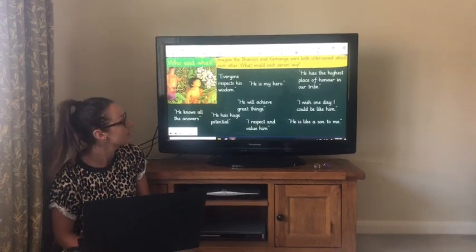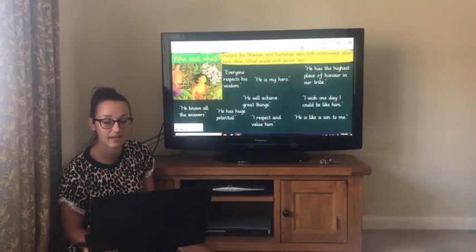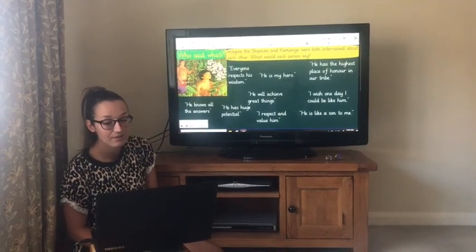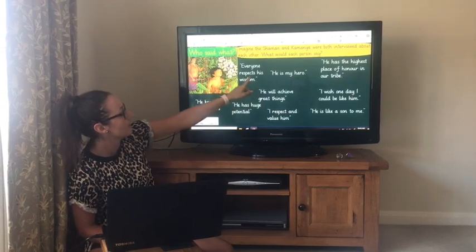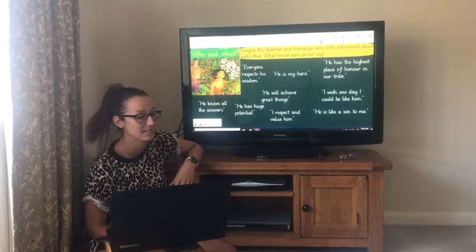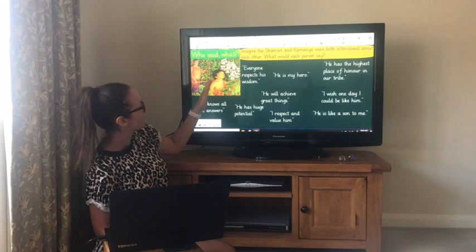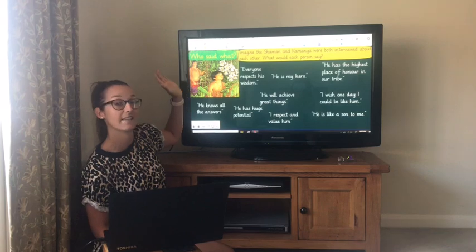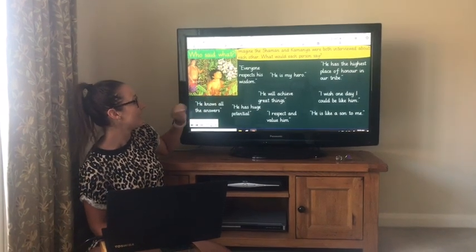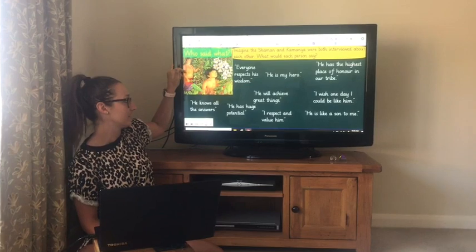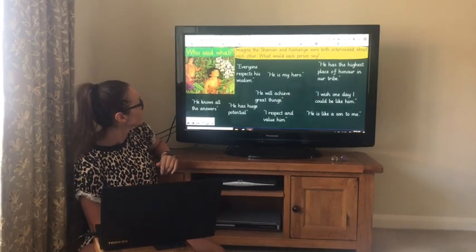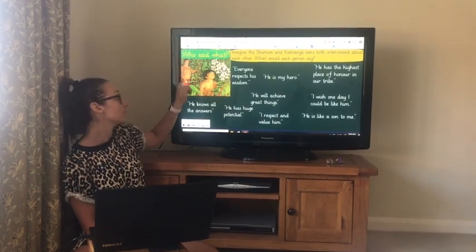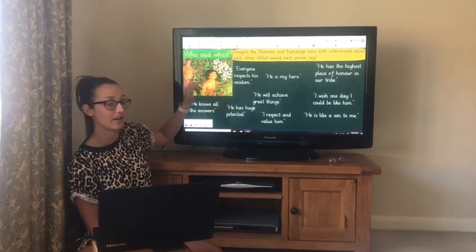Okay, so what we've got here is a couple of sentences and words that have been used as if they were both interviewing each other. So what you need to have a think about is what would each person say. So I've got a comment, everybody respects his wisdom. Do I think that Kamanya is saying that about Natala, or Natala is saying that about Kamanya? If you think carefully, that's going to be said about the shaman, so it will be Kamanya that is actually saying that. Okay, he will achieve great things. That would be the shaman saying it about Kamanya.